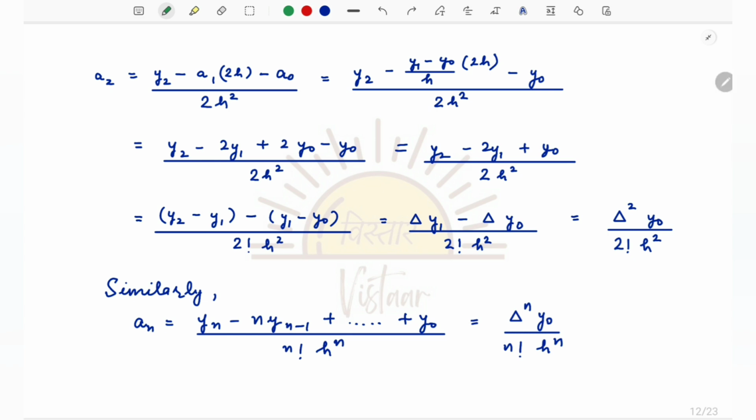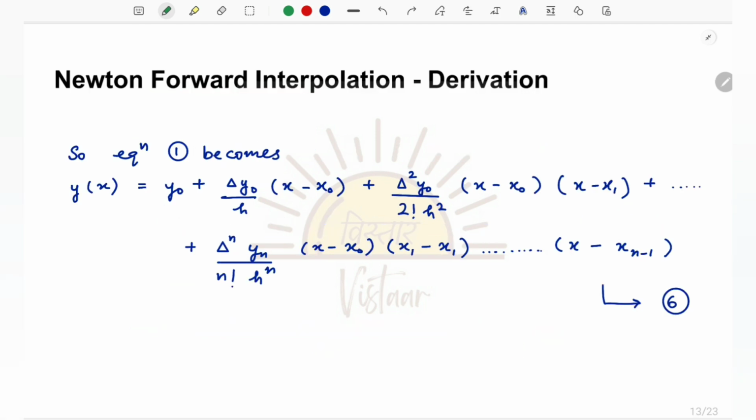Putting these values of constants a0, a1, a2 up to an in equation number 1, we will get yx as y0 plus delta y0 by h (x minus x0) plus delta square y0 by 2 factorial into h square (x minus x0)(x minus x1) and so on. I have named this equation as equation number 6.